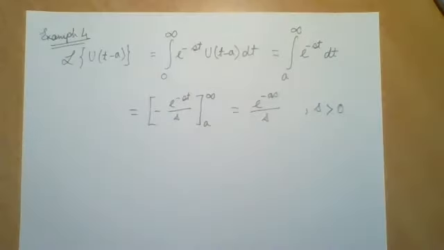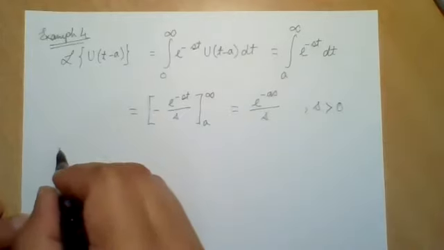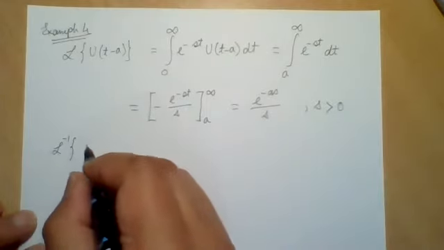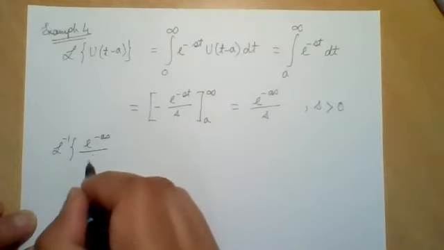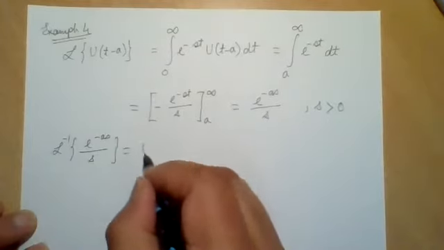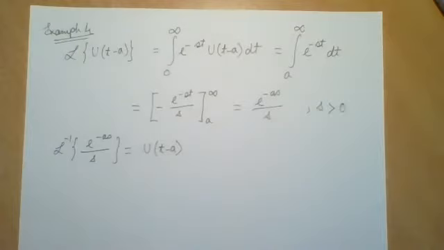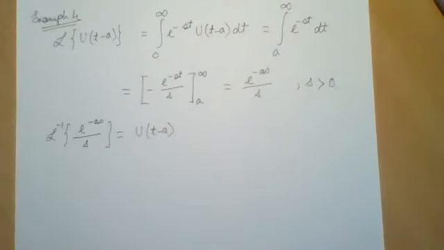Okay, this is fine. So this is the value of the Laplace transform of the unit step function. That means the inverse Laplace transform of e to the power minus as divided by s is nothing but u of t minus a. Now let us look at another example, which is an application of the linear property.